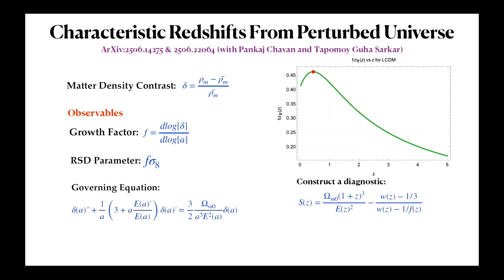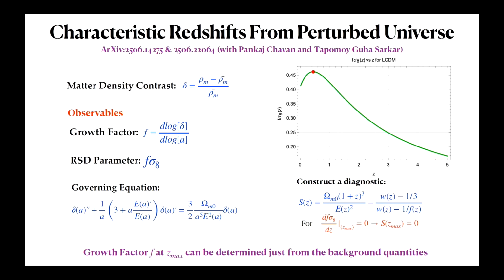Now the interesting fact is this S(z): where f sigma 8 maximizes, this S(z) is identically 0. So I can get, at least at this redshift, the value of f just from the background quantities. I can constrain the background quantities very accurately from the defined data, and at least at this redshift I can get the growth just from the background quantities. Okay. So this growth factor can also be determined just from the background quantities at z equal to z max. Okay. So these are the ideas.